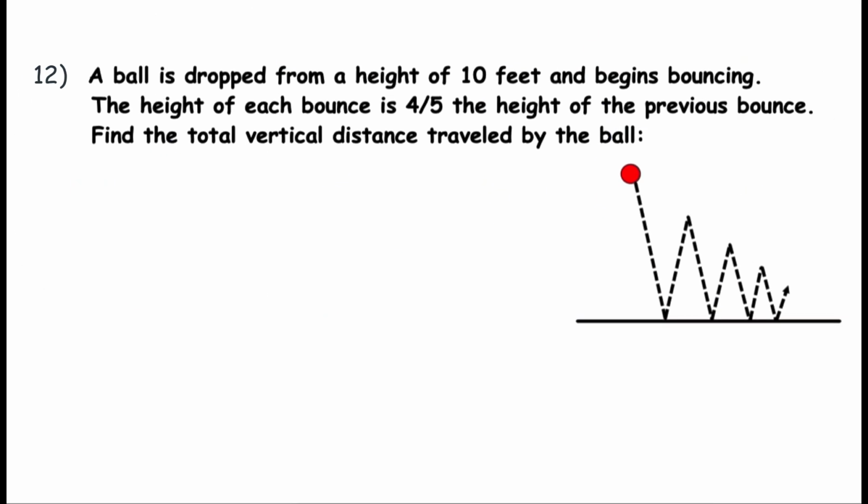We'll start with a bouncing ball. It's like one of those super balls that you can get out of a gumball machine, 25 cents, and it bounces forever. Usually as a little kid, you lose it and it bounces across the parking lot. You get yelled at. Let's say you drop this ball from a height of 10 feet, which is like a basketball rim height. And it begins bouncing, but obviously with friction and everything, it's not going to bounce all the way back up to 10 feet. It's going to bounce 4/5 or 80% as high every time. Find the total vertical distance traveled by the ball.